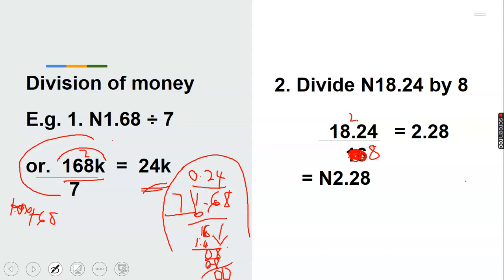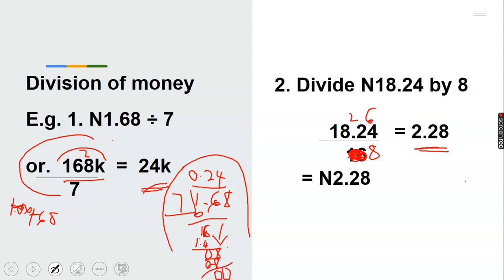So which is 16. And 22 take away 16 will give us what? 6. So 8 in 22 is 2, and it will remain 6. Now, what do we have? The 6 that remain and this last number, which is 4. So 6 and 4 becomes 64. So now we have 8 in 64, and that's what? 8, this 8 that you can see here, because 8 times 8 is 64.